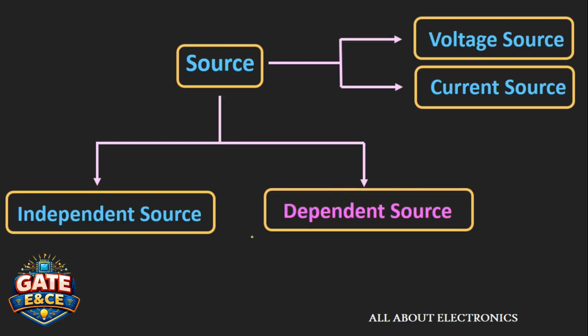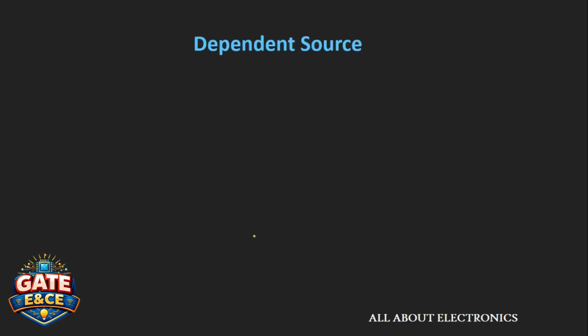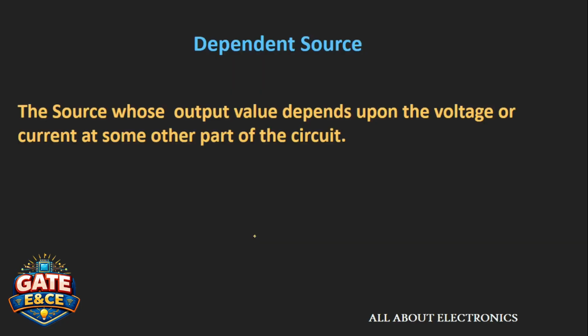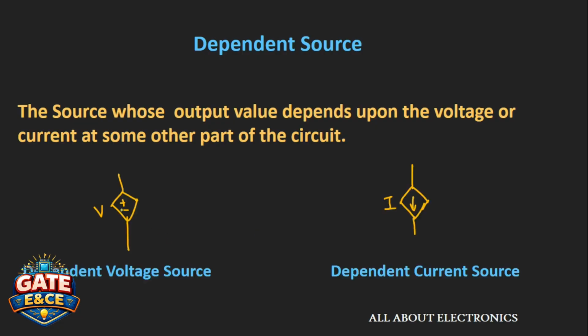Now let us see the dependent sources. As the name suggests, dependent sources are sources whose output value depends upon either a voltage or a current at some other part of the circuit. The dependent voltage source is represented by this symbol and the dependent current source is represented by this symbol. Whenever you see these kinds of symbols, it means that the circuit contains a dependent source.